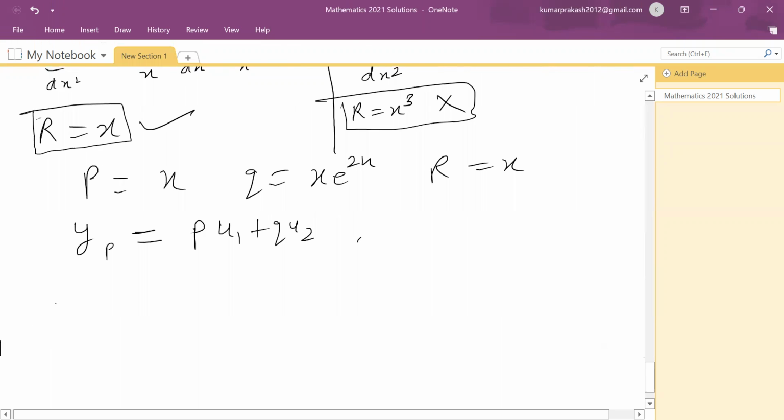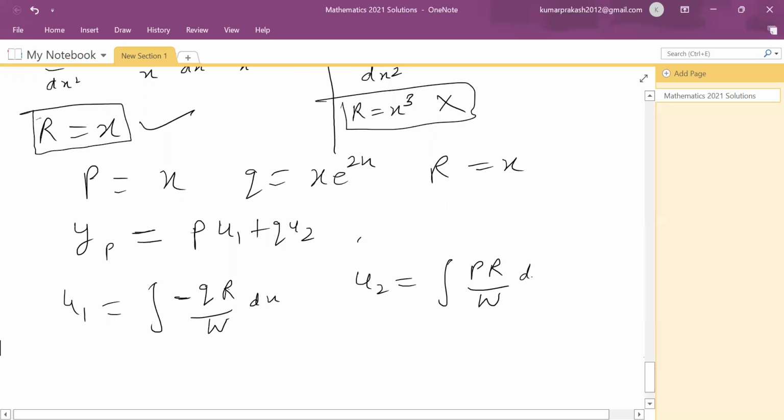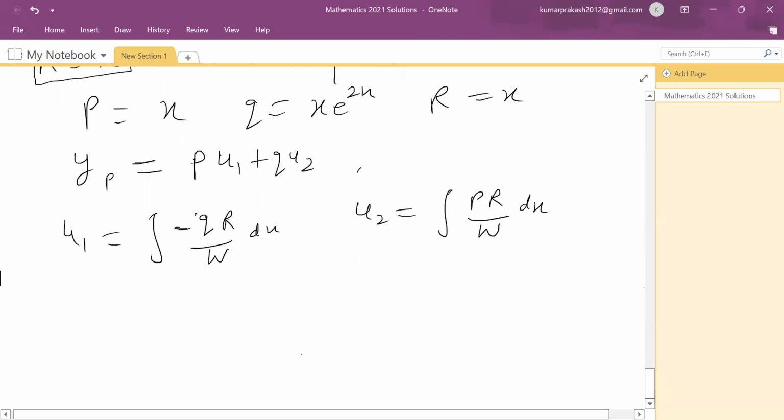where u1 is actually given by u1 is equal to integration of minus Q into R upon W dx, and u2 is equal to integration of P R upon W dx. I'm using other notation. Usually people use V and U. They use here V and U. So here will be minus V R dx, and here will be U R dx. Okay, so let's now solve it.